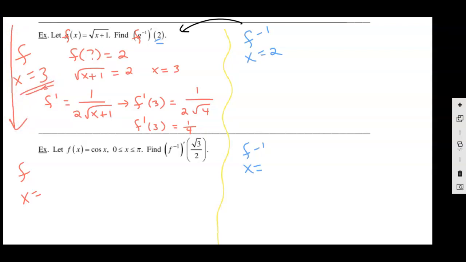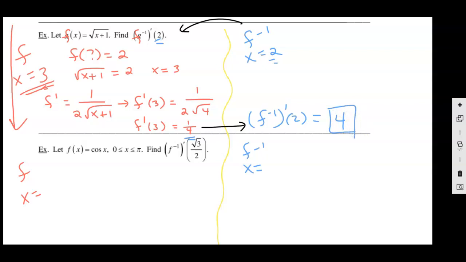But really what I want is to switch it back, because what I wanted at the end was not the derivative of the original. I wanted to find the derivative of the inverse at 2. Okay, but what's the relationship between the derivative of the original and the derivative of the inverse? They're reciprocals. So here this answer is going to be 4.